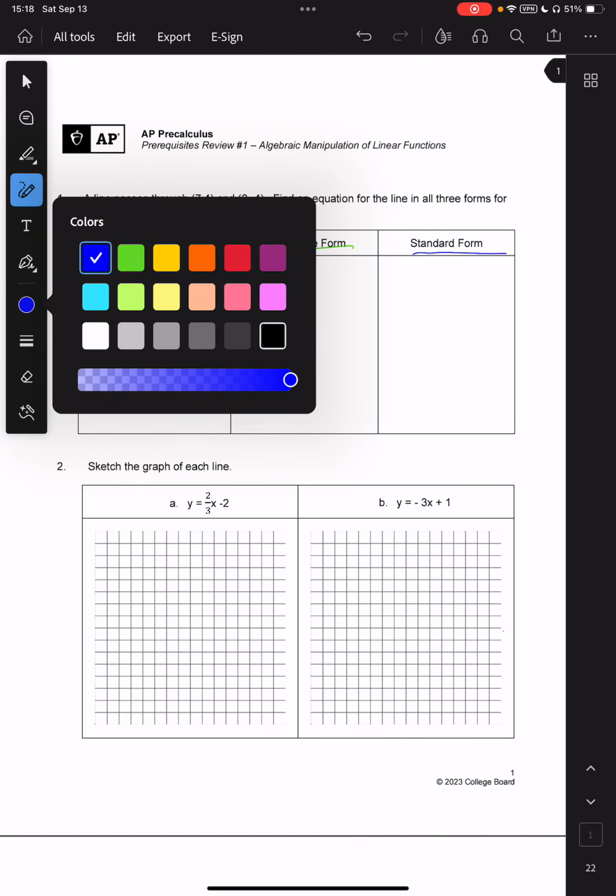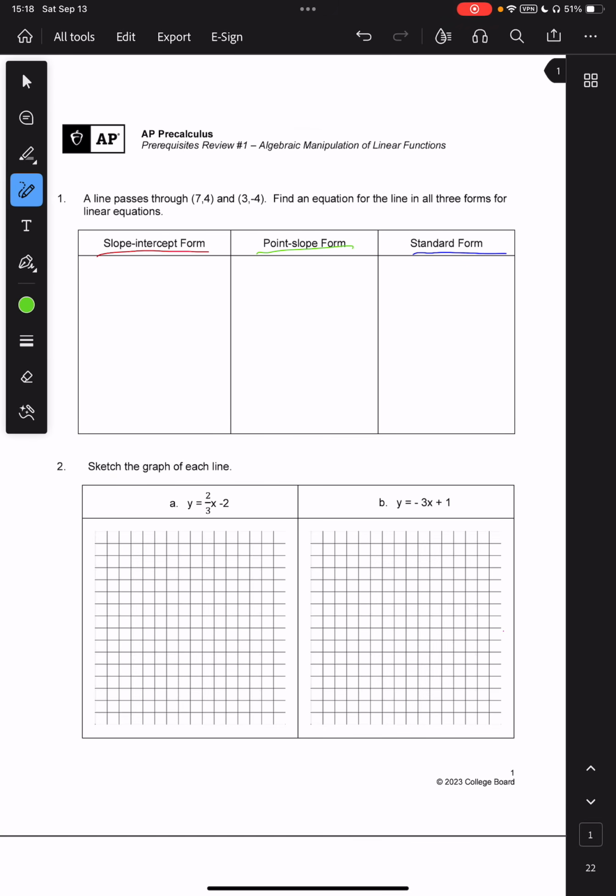So what I like to do is we're going to start with point slope form. Point slope form looks like this: y minus y1 equals m times x minus x1. So that's what point slope form is.